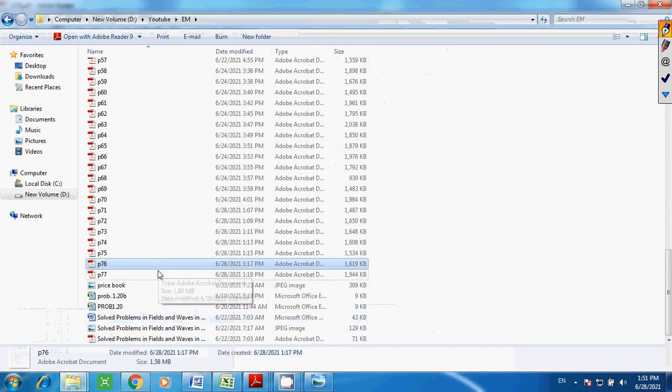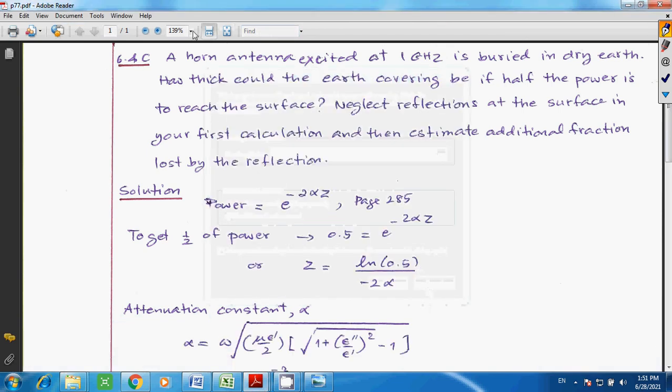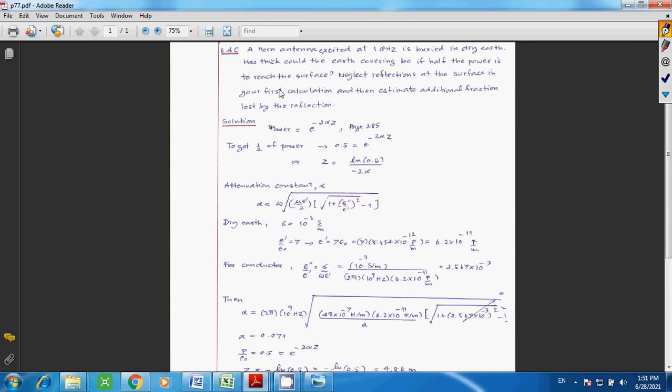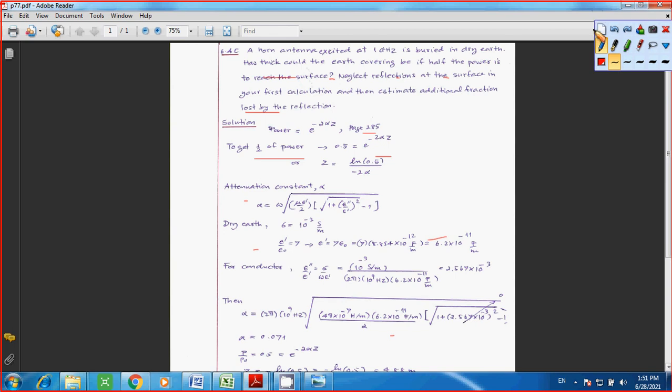Last problem from this series, 6.4c. A horn antenna excited at 1 gigahertz is buried in the dry earth. How thick could the earth covering be if half the power is to reach the surface?